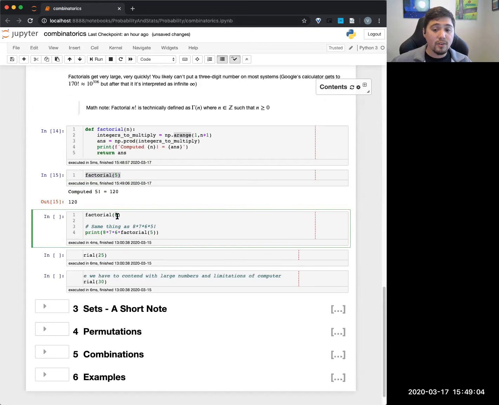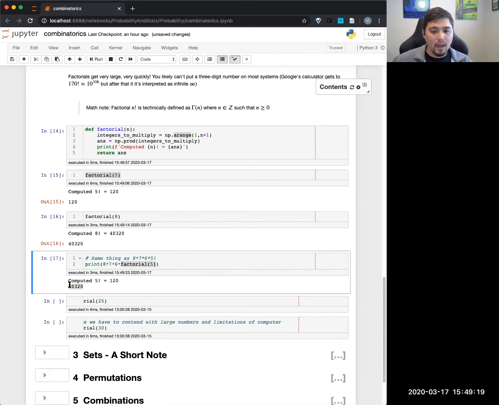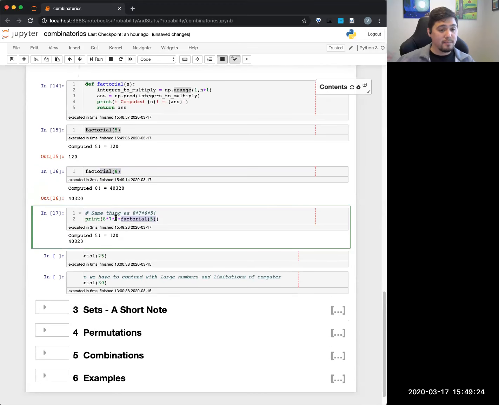Note that if you do 8 factorial, that's the same thing. If I do 8 factorial, that is 40,320, right? Note that I can also just do 8 times 7 times 6 times factorial 5, and that's the same thing as me just writing factorial 8. This can be really useful, especially when you're trying to simplify the mathematics and divide things out. You can use this hint to make things a little bit easier.